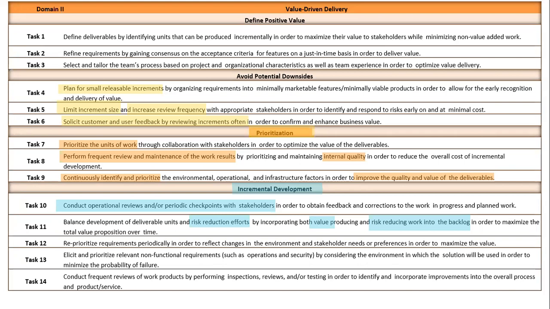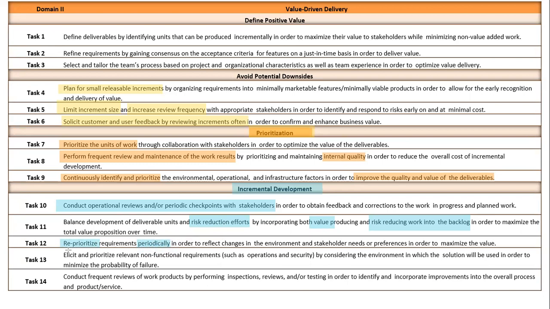Number 12, reprioritize requirements periodically in order to reflect changes. You see that word again? Reprioritize periodically. And what we're talking about here is incremental development. So the product backlog evolves, right? So we've got to reprioritize it because new items that may supersede others are going to come in, and this is a job of the product owner.